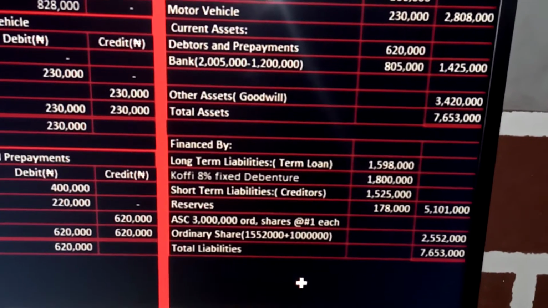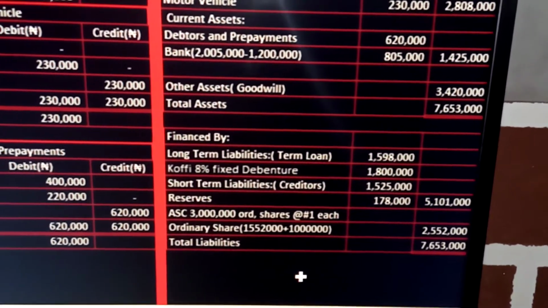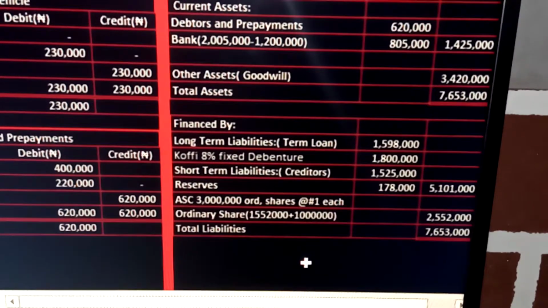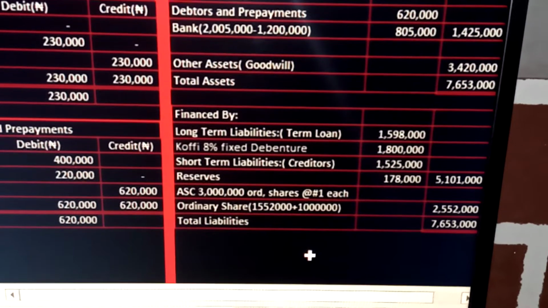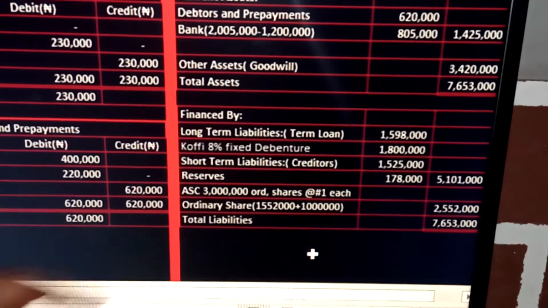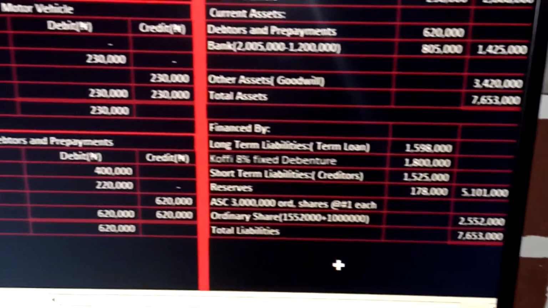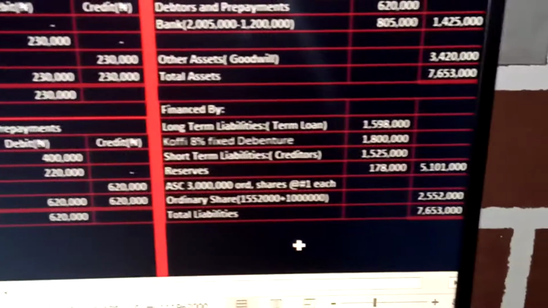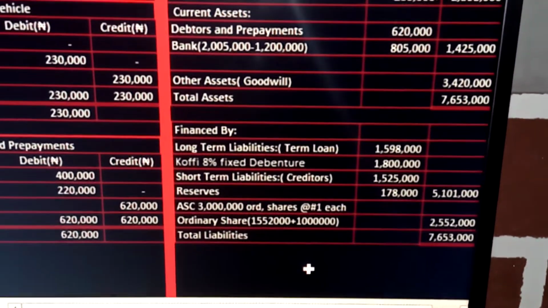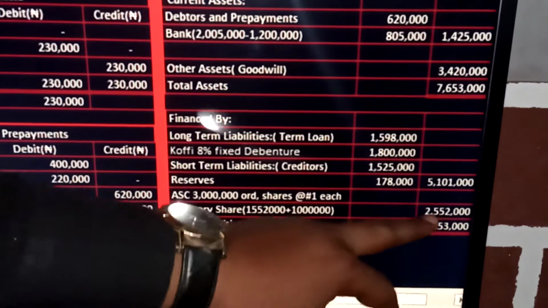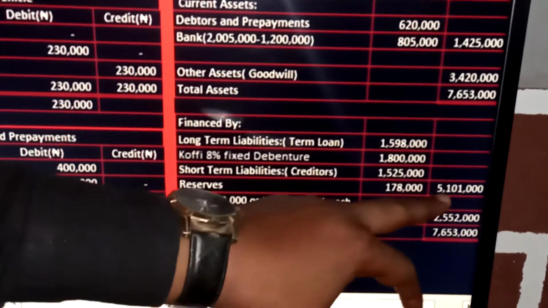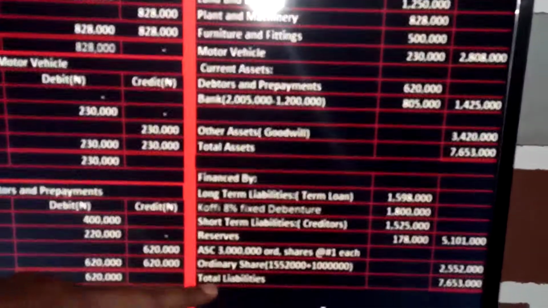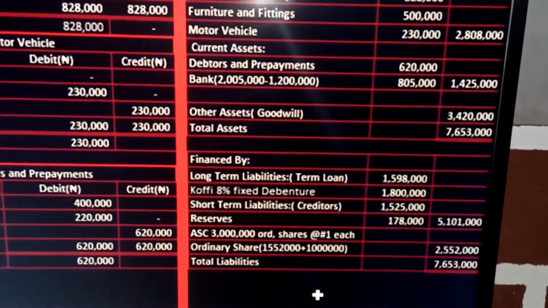Then we now have the ordinary shares. Remember that Kwame also paid Kofi in shares, which is 25% of the total value, which is 25% of 4 million, which is 1 million. So we have ordinary shares, which is 1.552 million that Kwame has, plus the new share issued to Kofi, which is 1 million. So when you add, you have 2,552,000. So 2,552,000 plus 5,101,000 will give you 7,653,000. That's the total liabilities equal to your total assets.